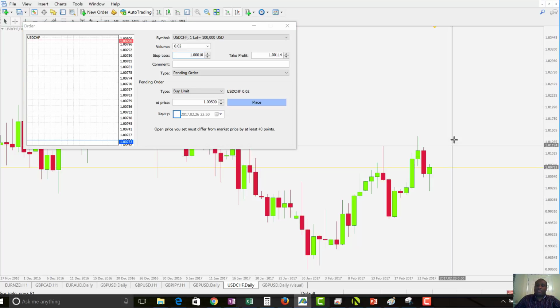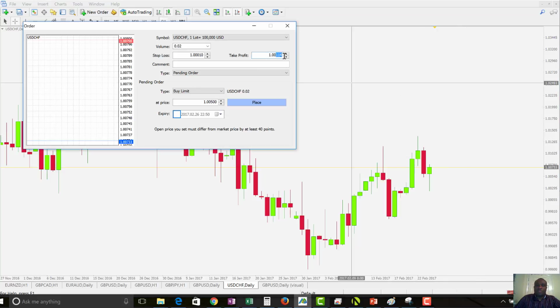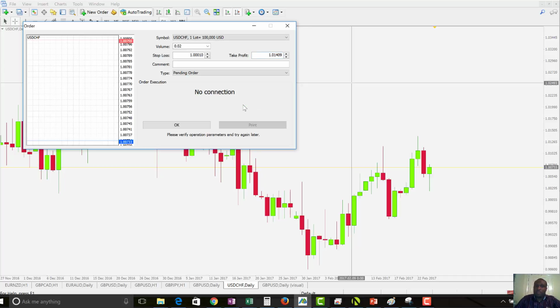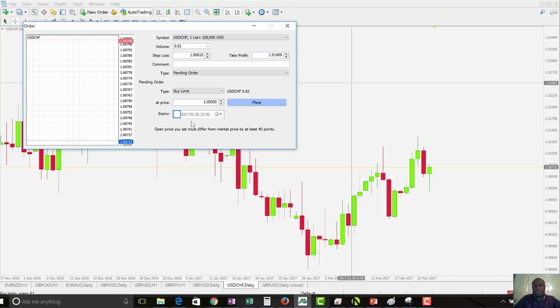And my take profit, again, I can choose to be there, 1.01409. And all I need to do is hit place order. I've not got connections now, but just hit place the order and boom, I'll get filled into the market for a buy limit order.